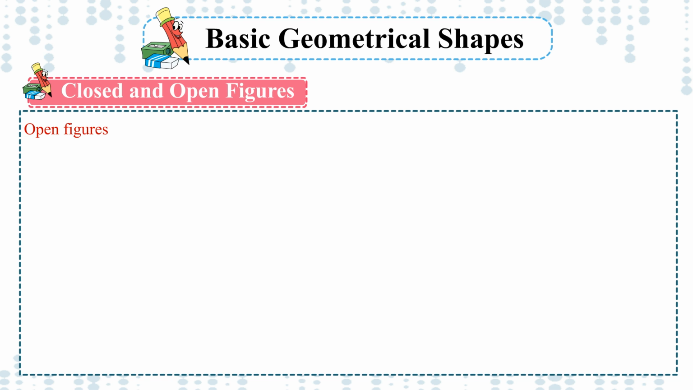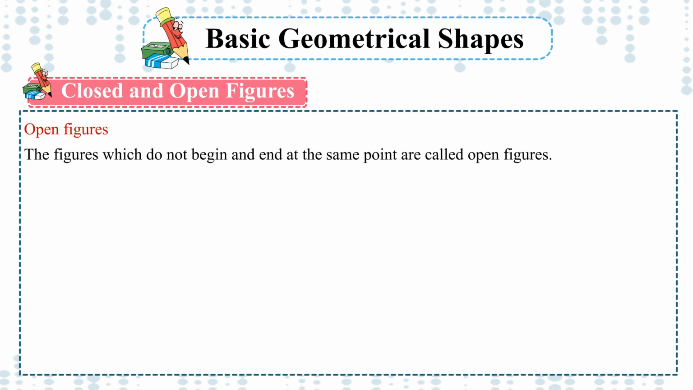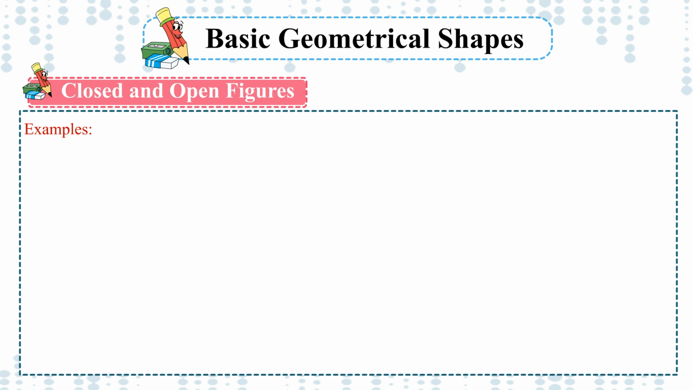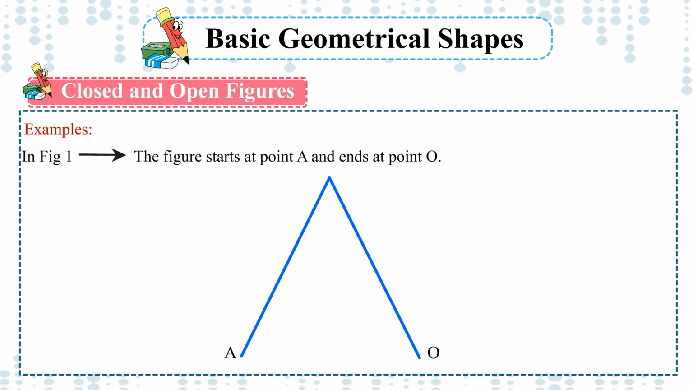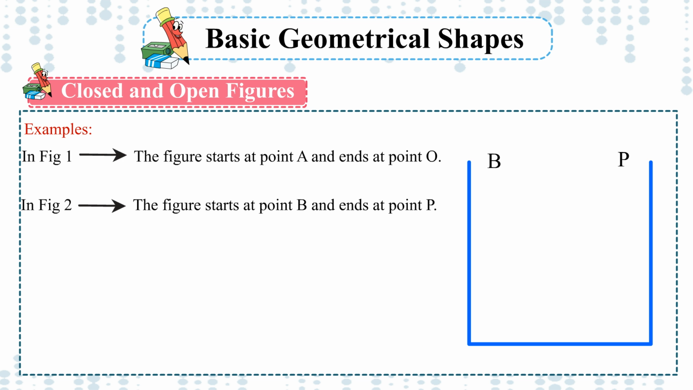Open figures. The figures which do not begin and end at the same point are called open figures. Examples. In Figure 1, the figure starts at point A and ends at point O. In Figure 2, the figure starts at point B and ends at point P.